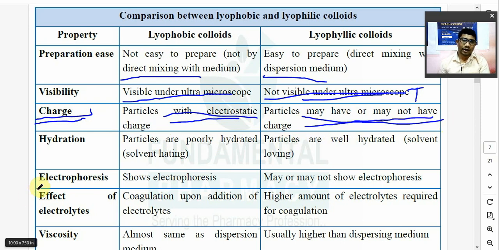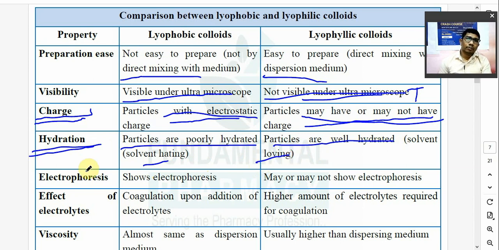Now hydration किसका ज़्यादा होता है? Obviously lyophobic मतलब क्या है? Solvent hating. Particles are poorly hydrated. Lyophilic मतलब क्या? Particles are well hydrated. यहाँ पे hydration ज़्यादा होगा. That's why they are known as solvent loving. Okay, so molecules are poorly hydrated in case of lyophobic colloid, because they are solvent hating. Lyophilic colloid particles are well hydrated. है ना, यहाँ पे अच्छे से contact होगा. There is a higher contact between particles and solvent.